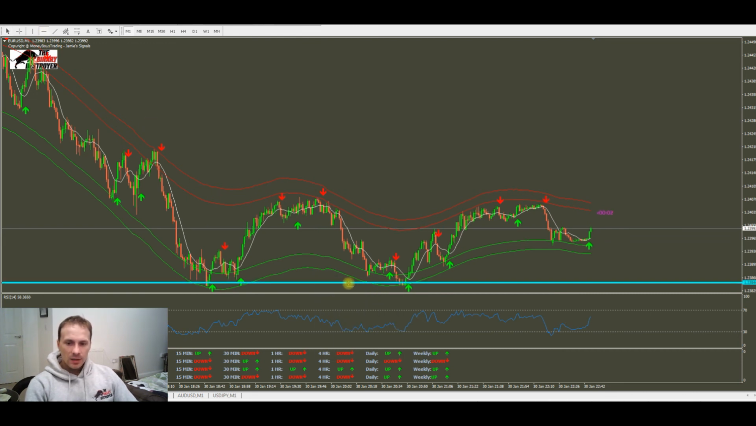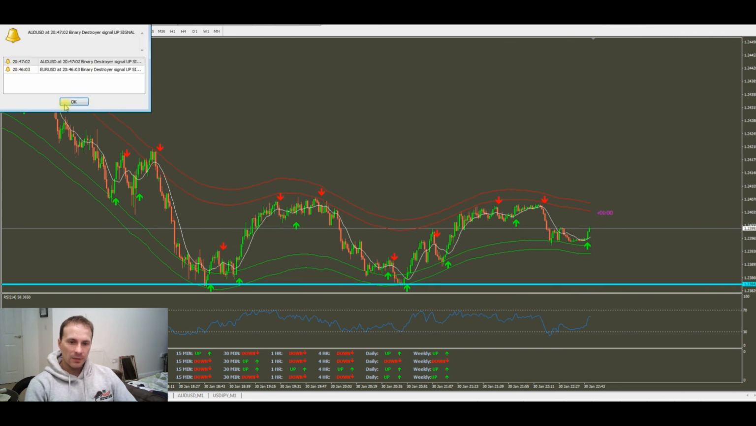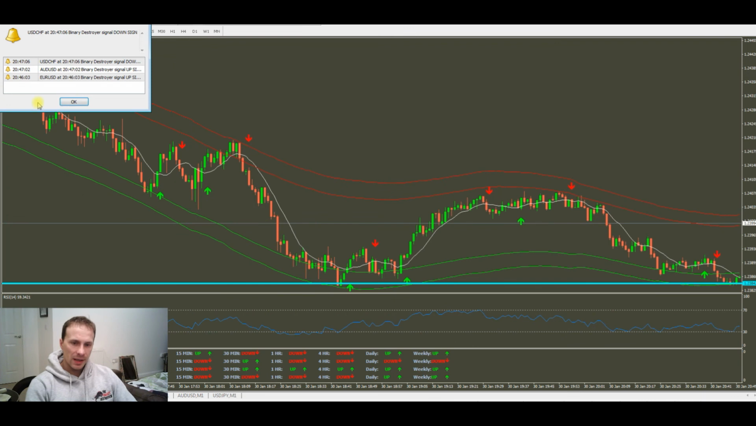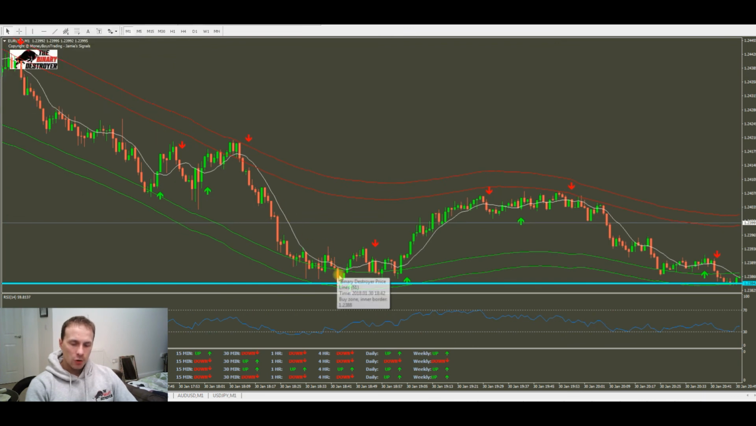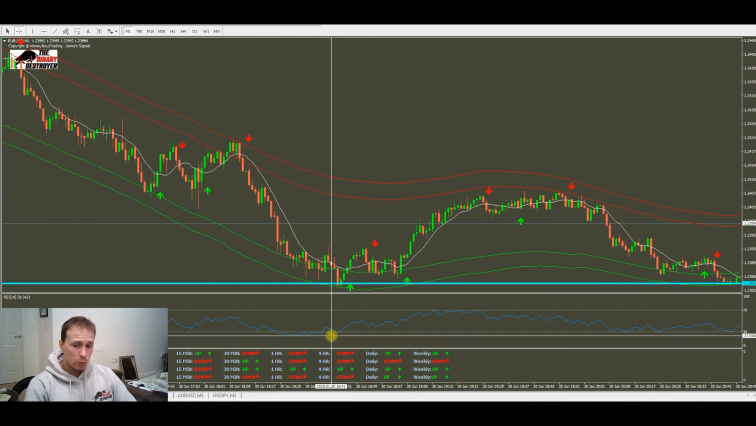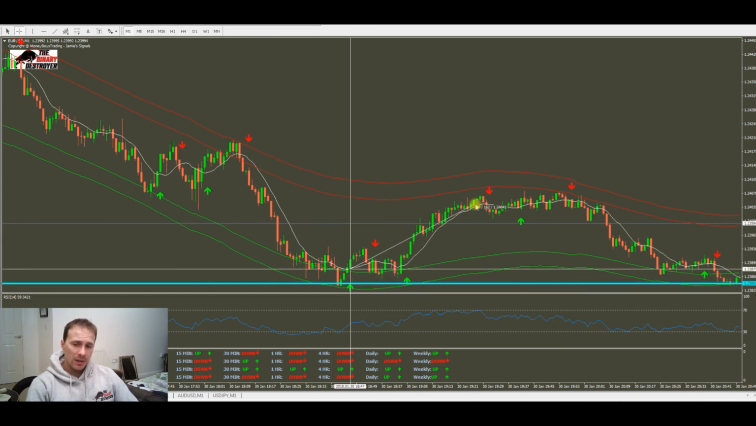Look at this nice support area here. If I zoom in, you can see the price came down, bounced off that support area, a signal arrow appeared, met all the rules, overbought on the RSI, in the buy zone, signal arrow appears, win.